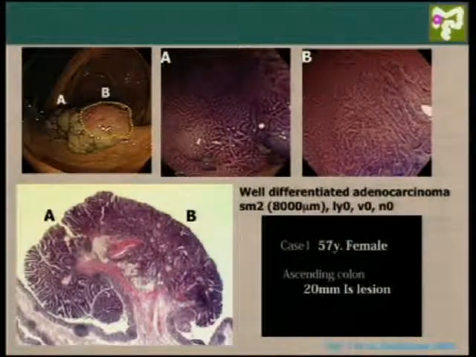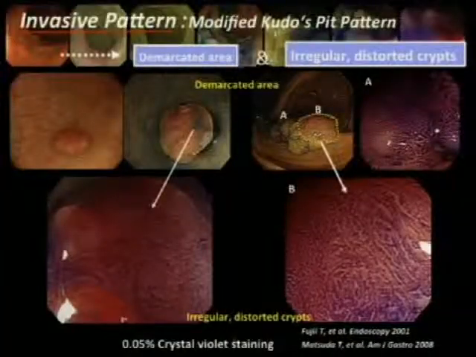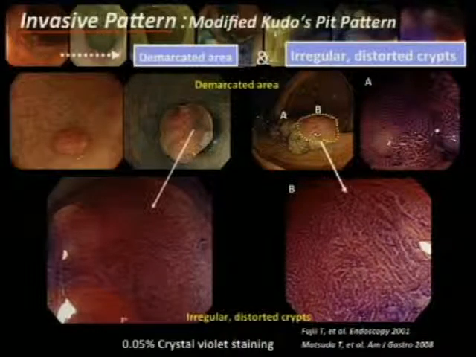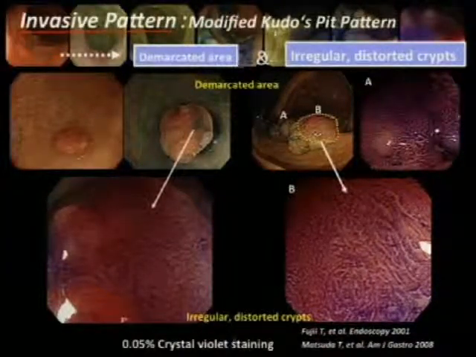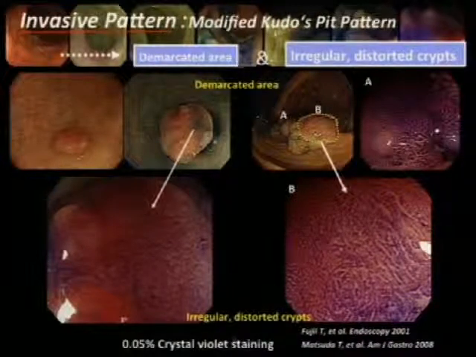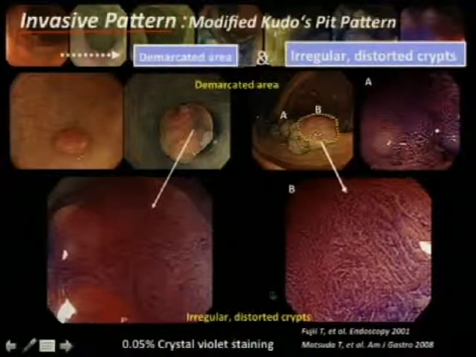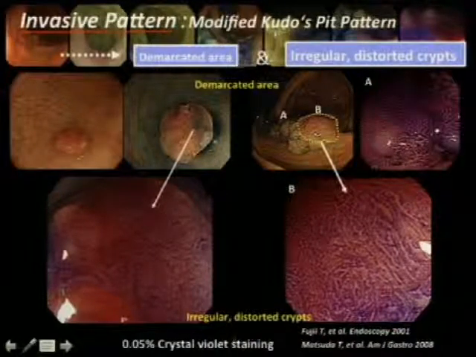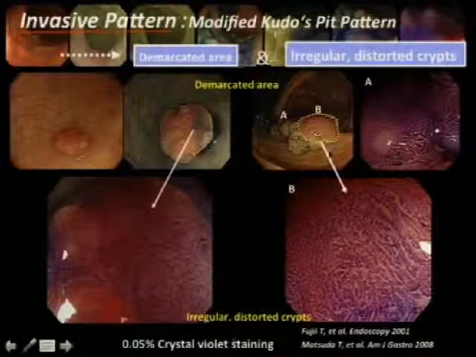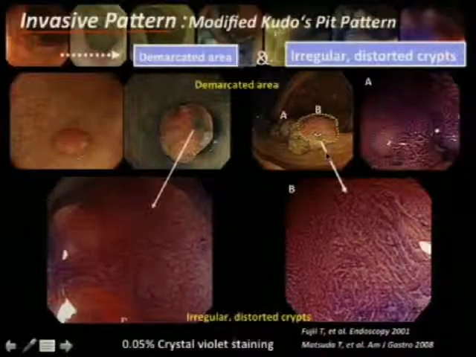This slide shows the definition of our invasive pattern, modified Professor Kudo's PIT pattern classification. So invasive pattern is defined as irregular, distorted pit, as observed in this kind of demarcated area, such as depression or reddened area.